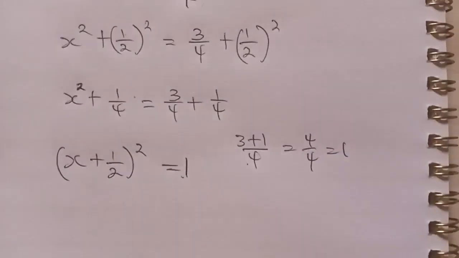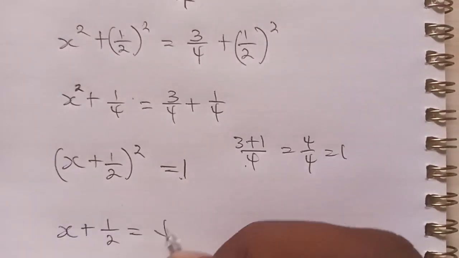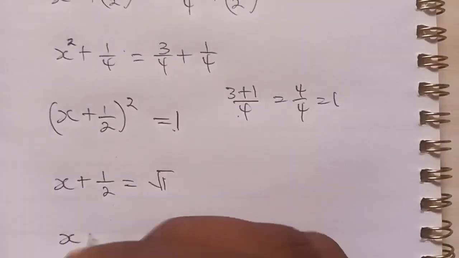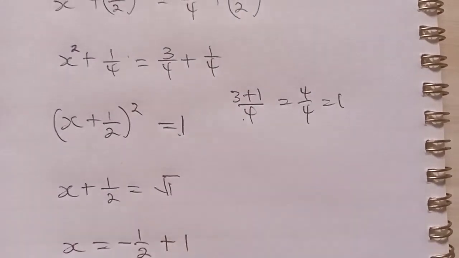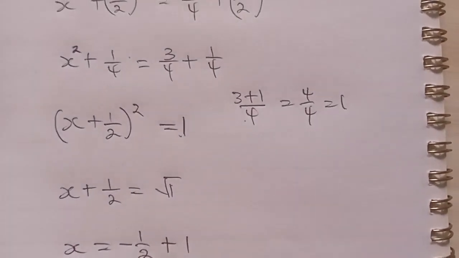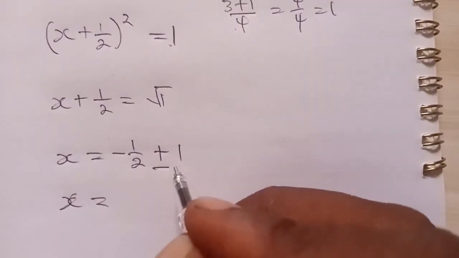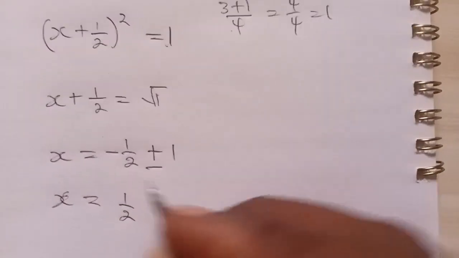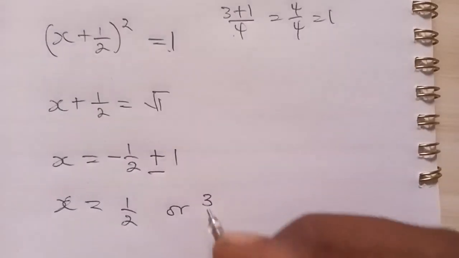So having that, x plus 1 over 2 will now be equal to root 1, which is also 1. So we'll have that x is equal to minus 1 over 2 plus or minus 1. What we mean by plus or minus 1 is, if we take x equals minus 1 over 2 plus 1, we're going to get 1 over 2. If we do minus, we're going to get minus 3 over 2.